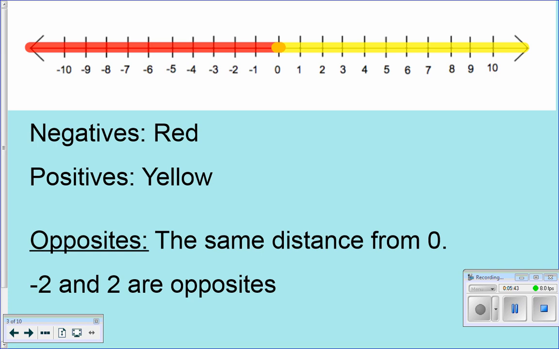Okay, and opposites. This is another vocabulary word you should probably know. They're the same distance. The opposites are the same distance from 0. And then I have an example down here, and we'll talk about this example in a second. So opposites are the same distance from 0.